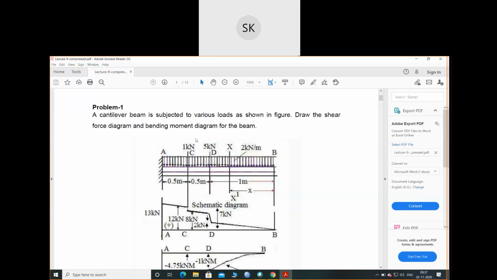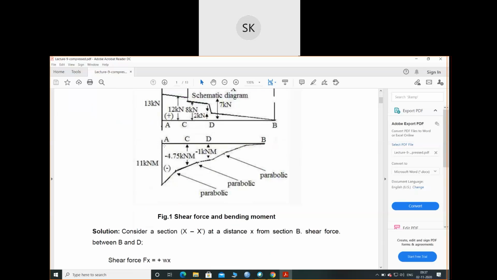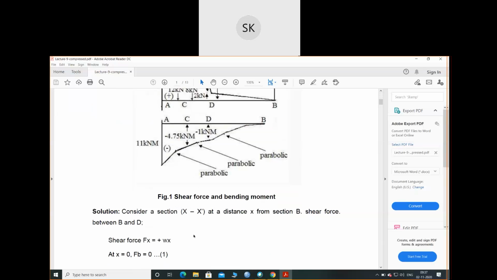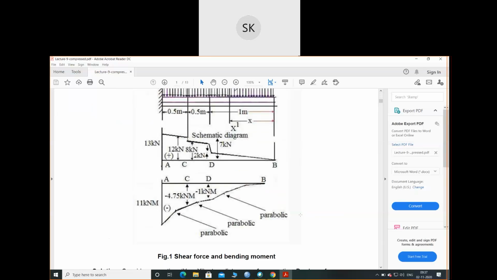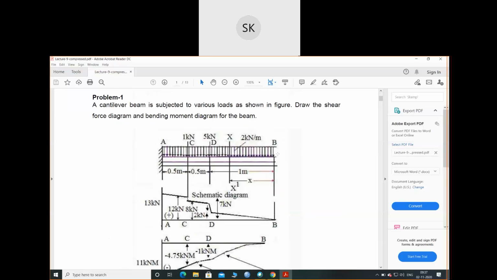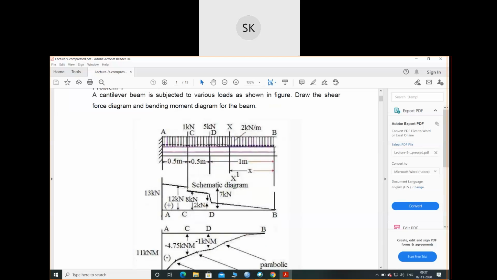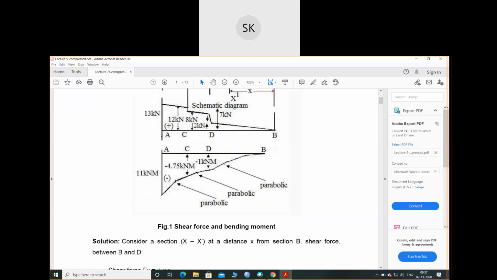If you see, the point load of 1 kilonewton is at a distance of 0.5 meter and the other 5 kilonewton is at a total distance of 1 meter from A and 0.5 meter from the 1 kilonewton. The 2 kilonewton per meter UDL is over the whole span. So what will you do? First, consider a section XX' at a distance x from section B.